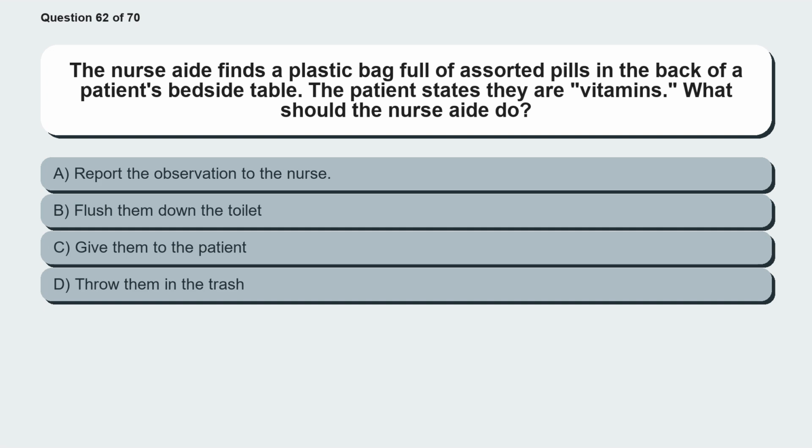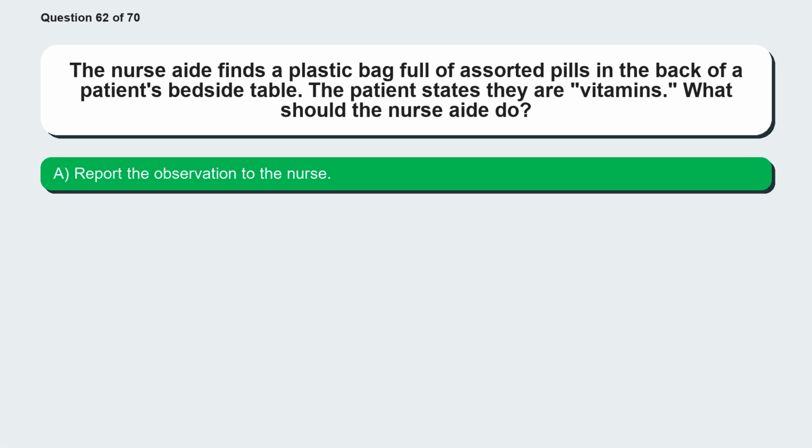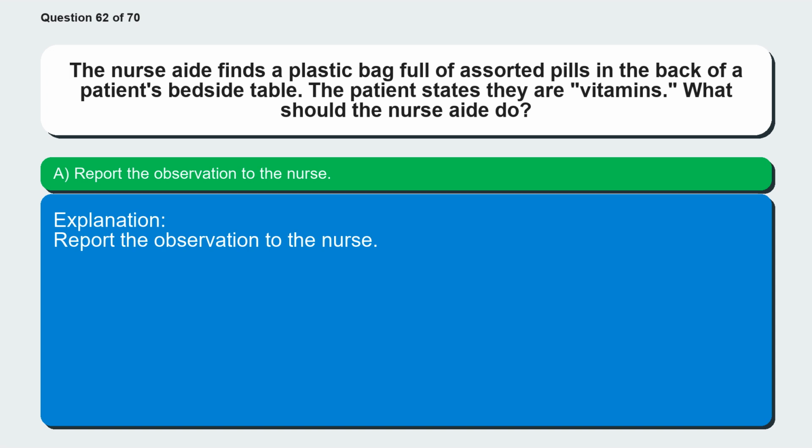Question 62. The nurse aide finds a plastic bag full of assorted pills in the back of a patient's bedside table. The patient states they are vitamins. What should the nurse aide do? Option A, report the observation to the nurse. Option B, flush them down the toilet. Option C, give them to the patient. Option D, throw them in the trash. The correct answer is option A, report the observation to the nurse.